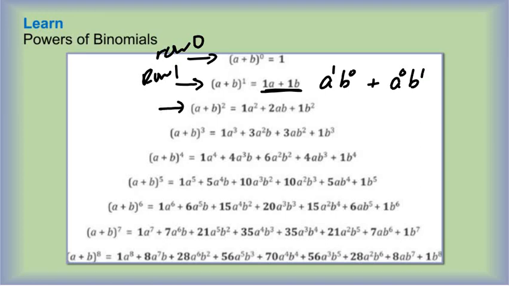This next one, row 2, has the exponent as 2, so this would be a squared b to the 0 plus a b plus a to the 0, b to the second. This becomes 1, this becomes 1, so there's your a squared plus ab plus b squared. Now if you're trying to figure out the numbers in front, if you're only looking at the numbers in front, here's a 1, 1, and 1. In between 1 and 1 here is a 2. That's how you get your 2, and everything on the sides are 1s.